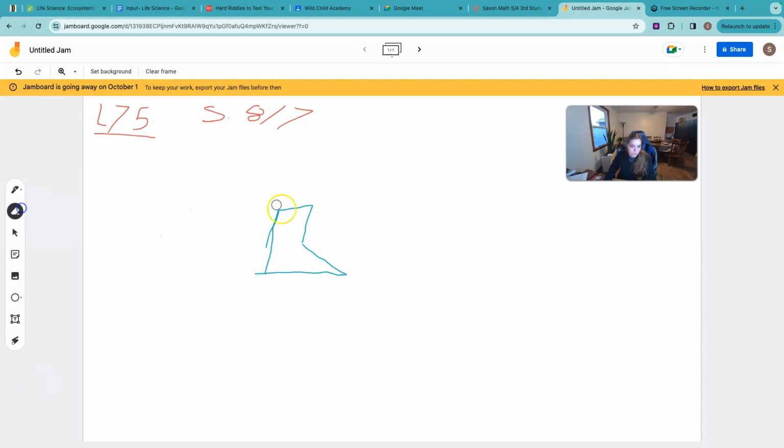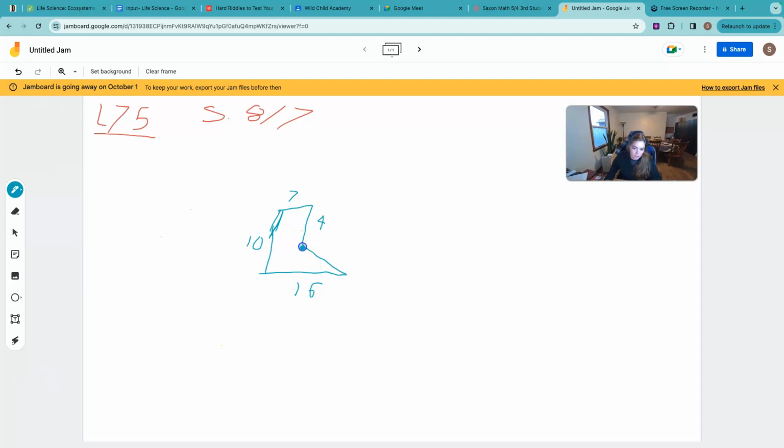So, let's say the dimensions for this shape are, this is a straight line. We're going to pretend this is a straight line. So, 7, 4, 16, and 10. How on earth are we going to find the area of this figure? Well, we're going to break it down into pieces that we can easily find the area of.